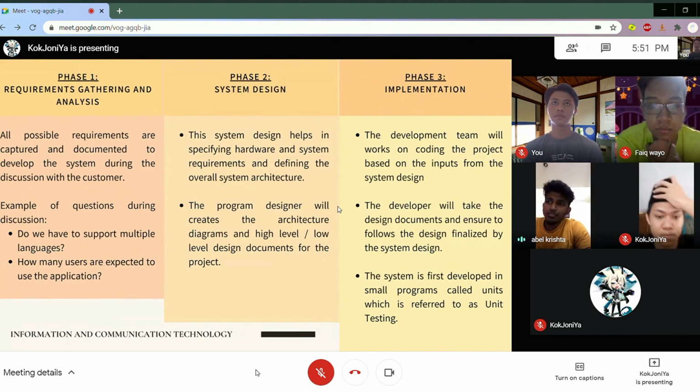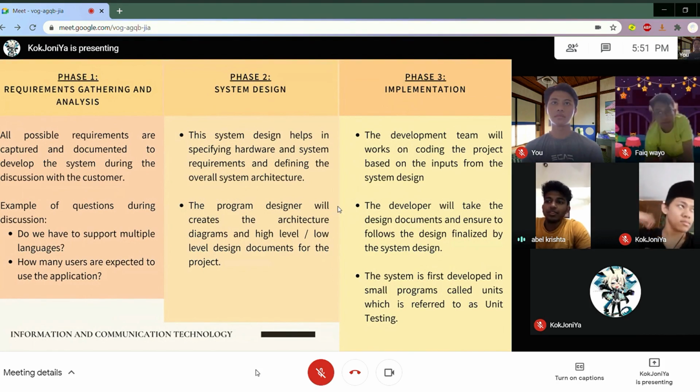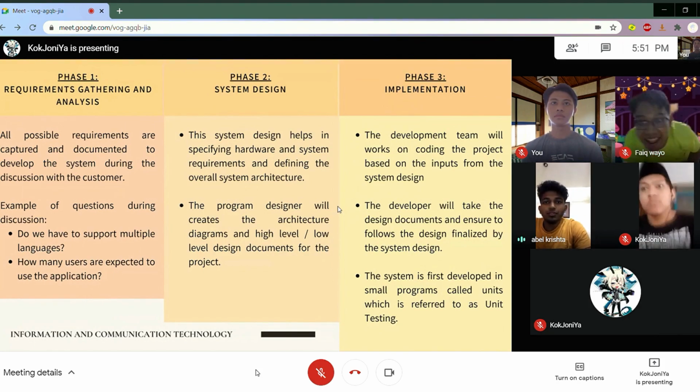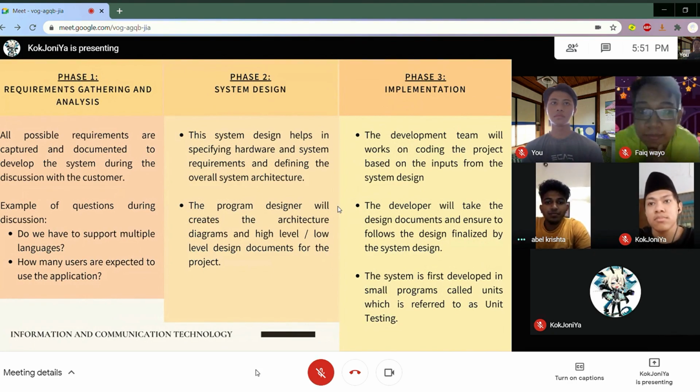The third phase is implementation. The development team will work on coding the project based on the inputs from the system design. The developer will take the design documents and ensure they follow the design finalized in system design. The system is developed in small programs called units, which are then tested, referred to as unit testing.